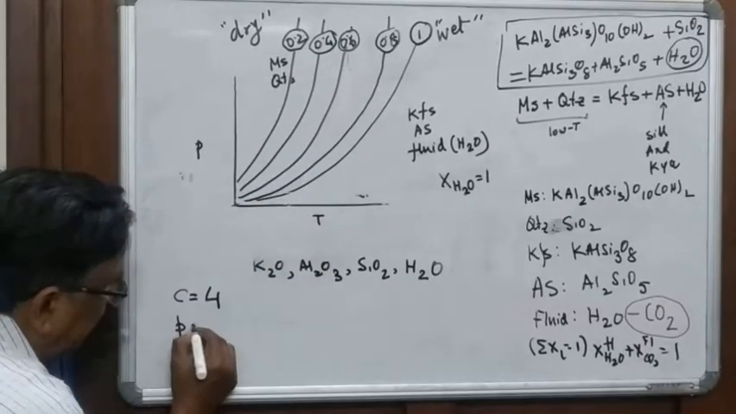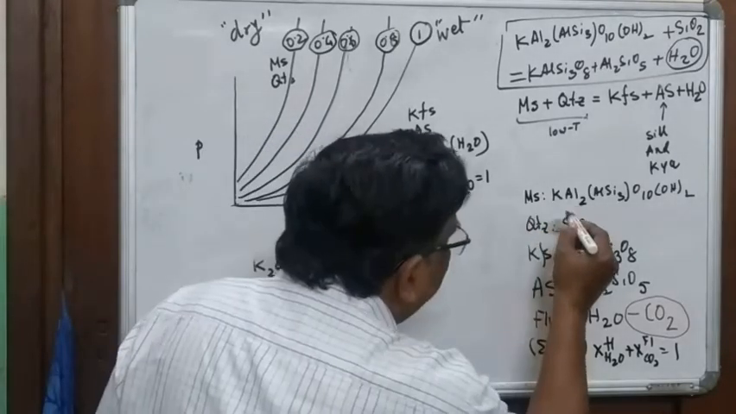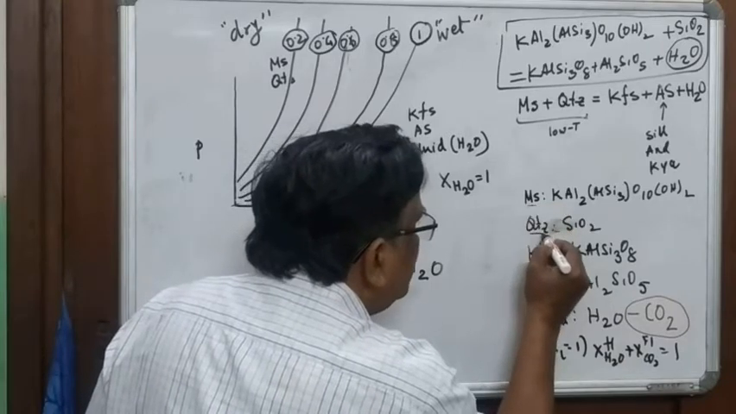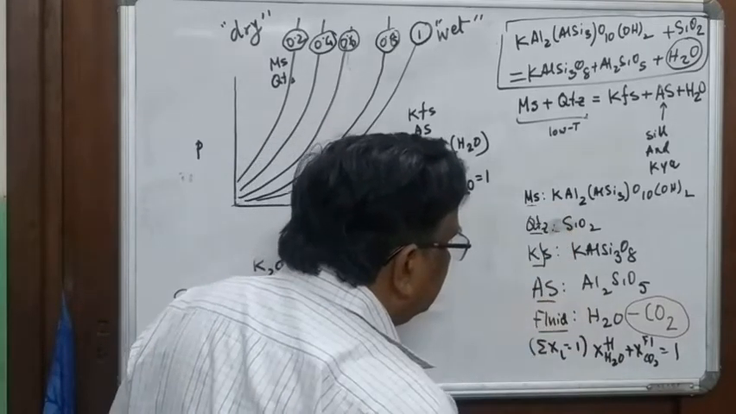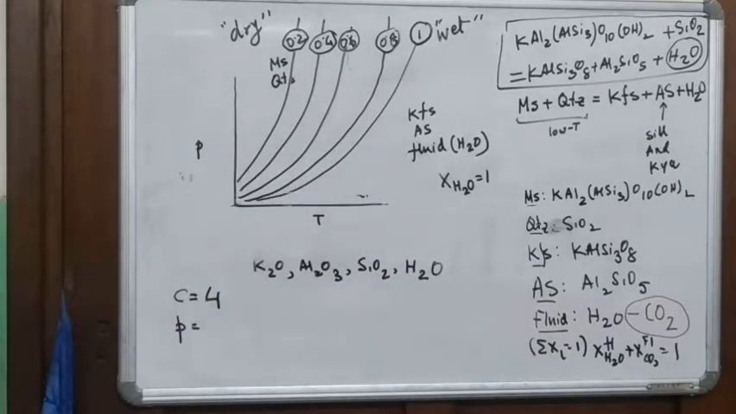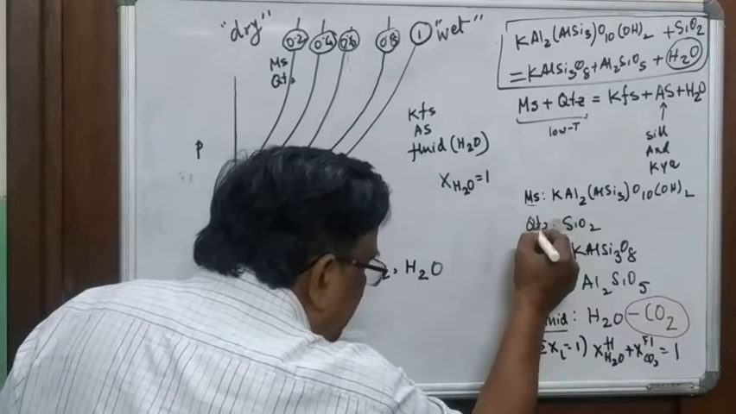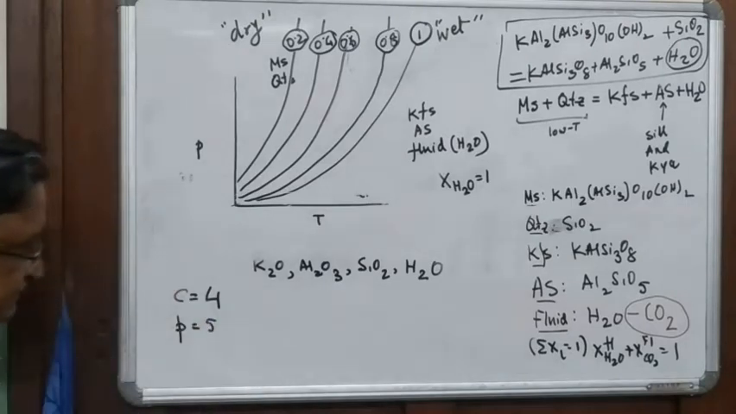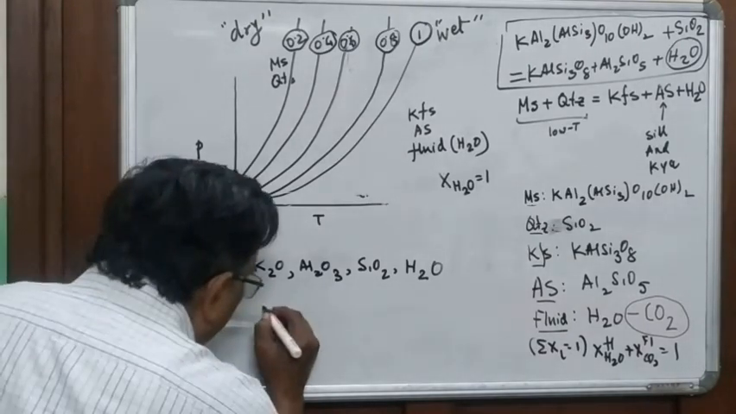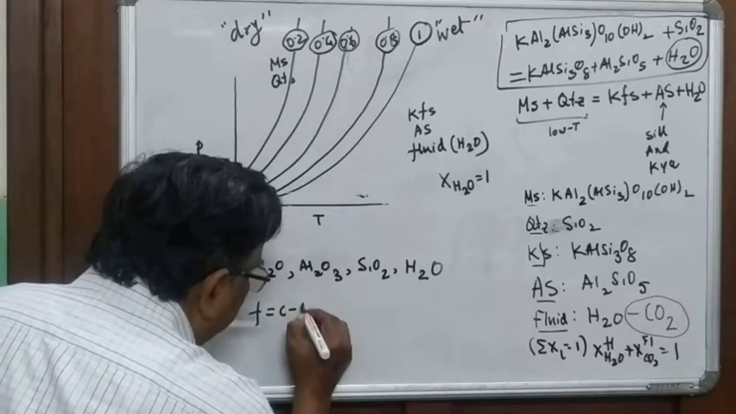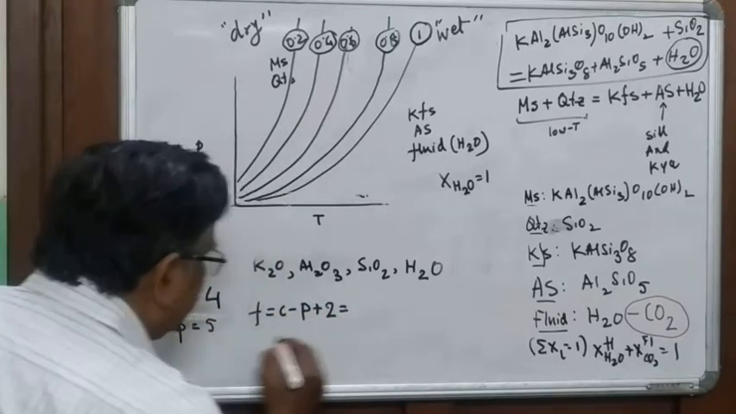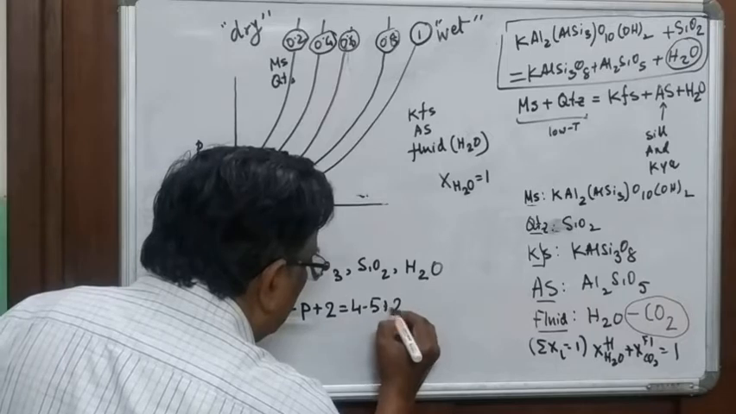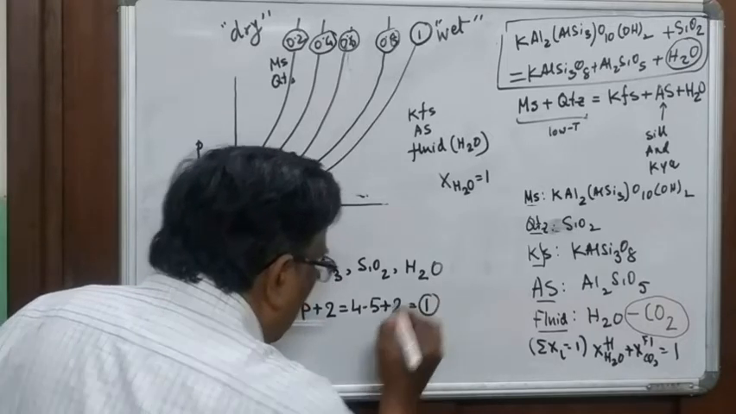What is P? You can see 1, 2, 3, 4, 5. So phase 1, 2, 3, 4, 5. P is equal to 5. So F is equal to C minus P plus 2, which takes it to 4 minus 5 plus 2 is equal to 1.